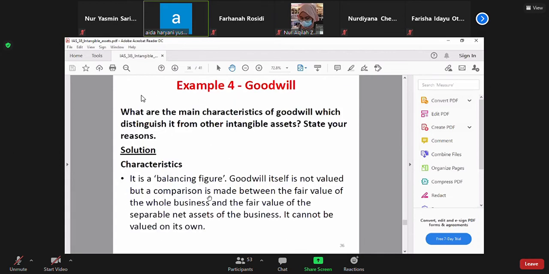Okay. Example for goodwill pula. What are the main characteristics of goodwill which distinguish it from other intangible assets? State your reason. Macam I cerita tadi lah. Macam you all buat dalam partnership dengan Comac last time. Goodwill is a balancing figure. Okay. Goodwill itself is not valued, but a comparison is made between the fair value of the whole business and the fair value of the separable net asset of the business. It cannot be valued on its own. Cerita dia dekat sini. Okay?